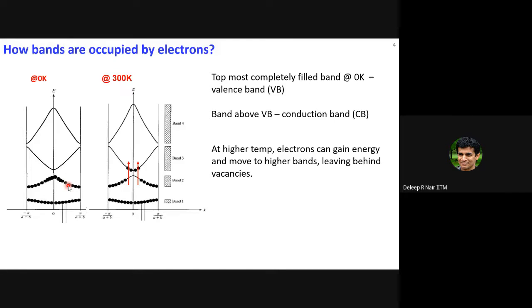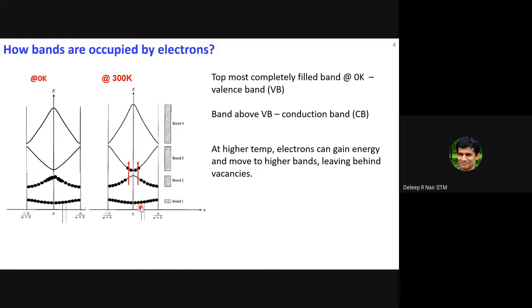If you raise the temperature, some of the electrons in the valence band can gain energy and end up in the conduction band. Now let us see how we can calculate current due to the carriers. A completely filled band does not contribute to any current. That is because this E-k diagram is actually symmetric, right?